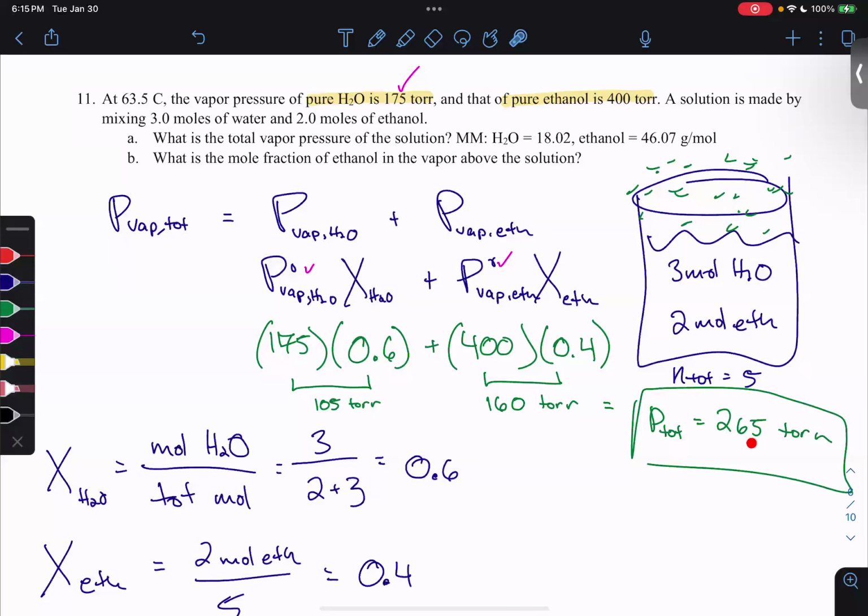Where 105 torr is coming from water, where 160 torr is coming from, or sorry, ethanol. Okay, so that is the total vapor pressure of the solution.